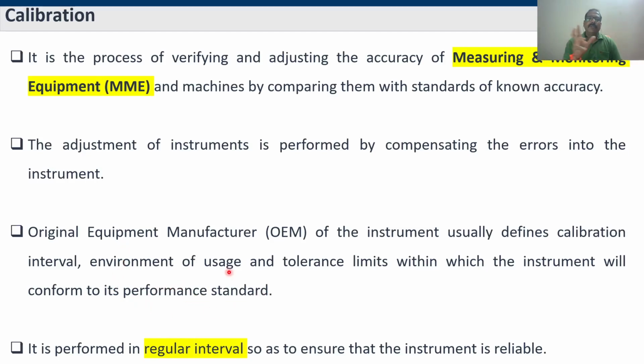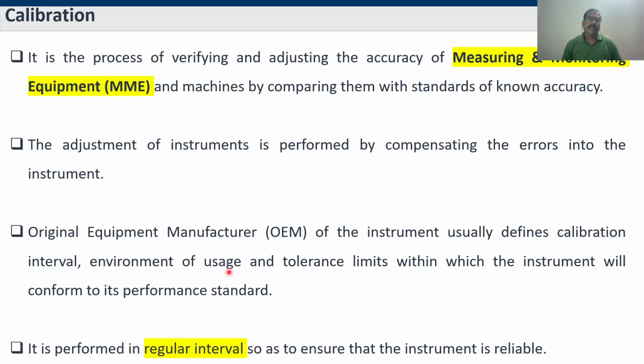For example, a particular CMM will give a set of environment conditions and how much accuracy it will give. Everything will be given. So if we follow those procedures, we will be able to maintain it. Each and every OEM, original equipment manufacturer, gives the procedure to do the calibration and how frequently we have to do it. So we certainly have to follow that kind of procedure.